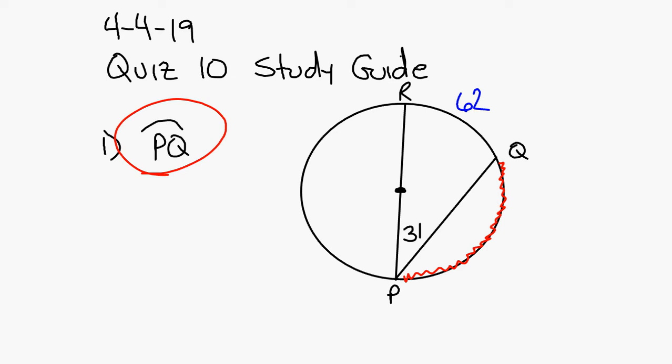P to Q is going to be equal to 180 minus the 62 degrees. Okay, because PQ and QR are a semicircle and they sum 180. So 180 minus 62 is 118. 118 is arc PQ. Highlight what they're asking for in the question and make sure you answer what they're asking for.